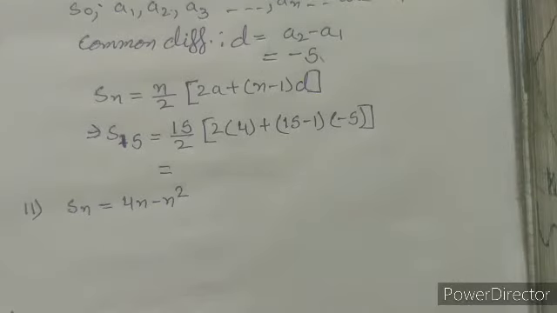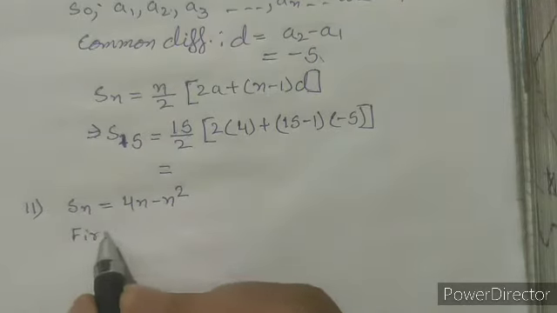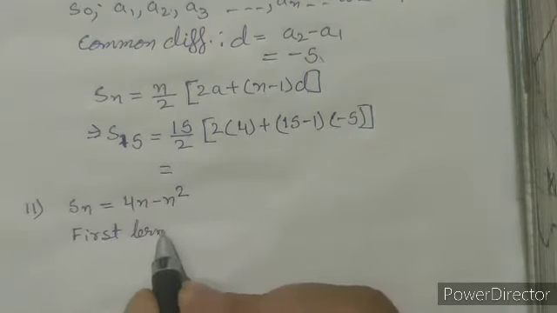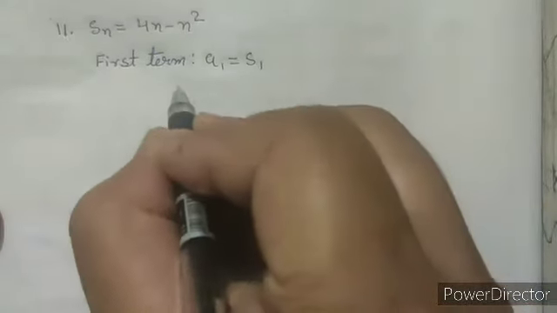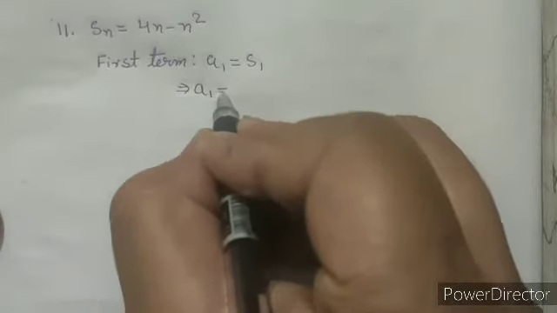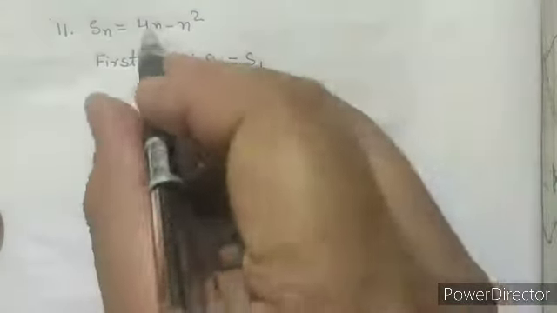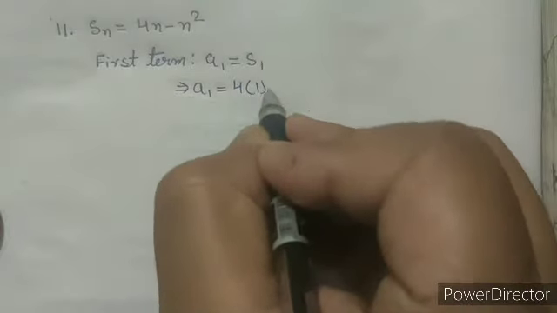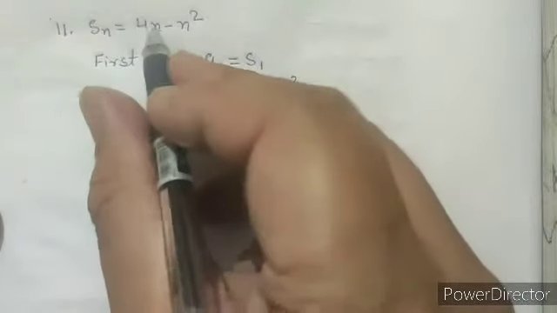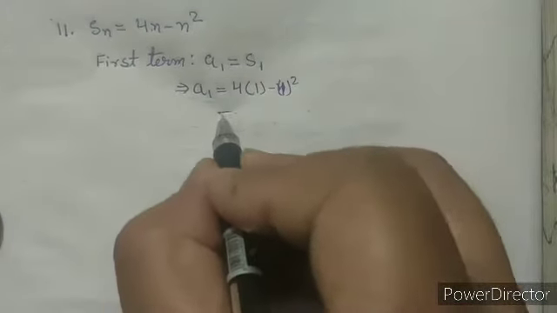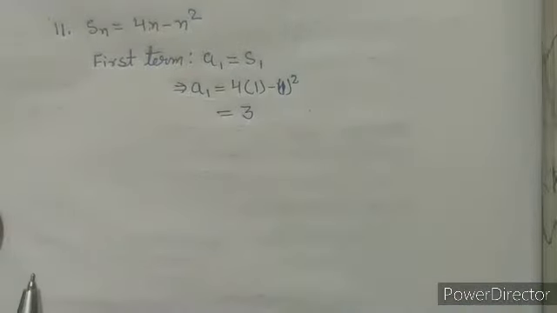First of all, the sum of n terms of an AP, Sn, is given to us and that is 4n minus n square. Now we have to find out the first term of the AP. First term a1 will be equal to S1. That means a1 will be equal to S1, which is 4 into 1 minus 1 square. In place of n we will take 1 here and this will give us first term as 3.